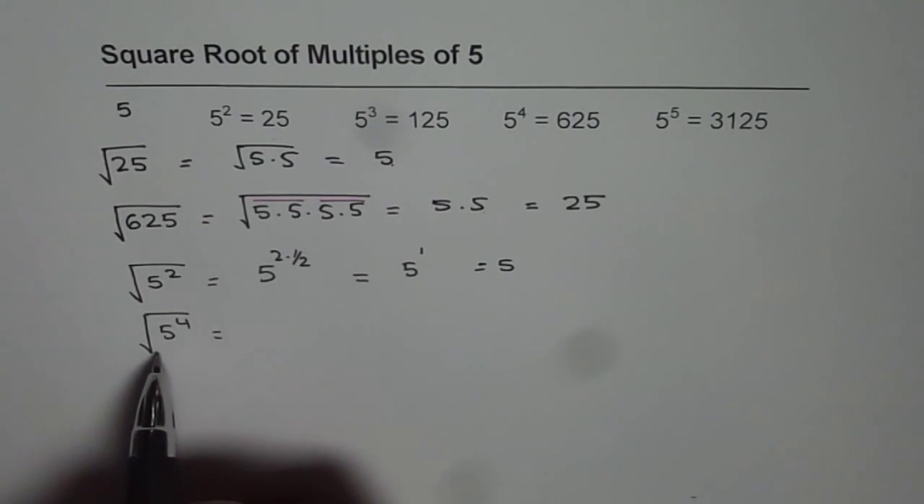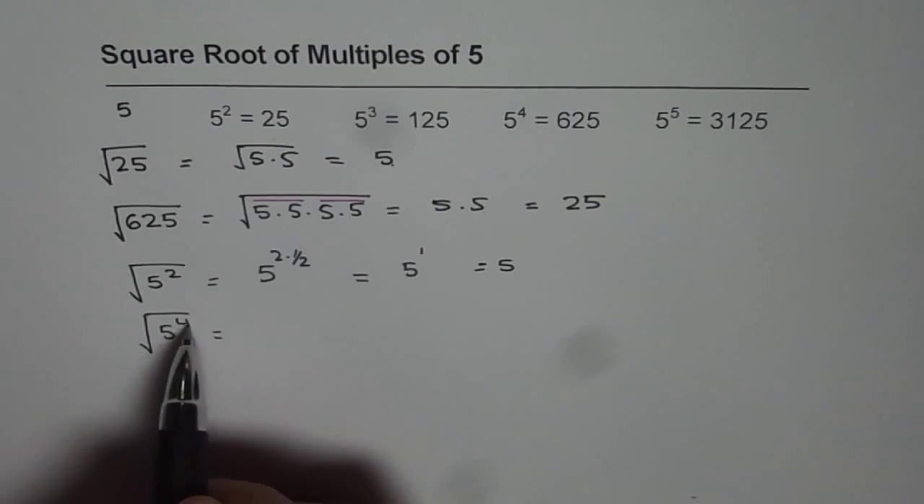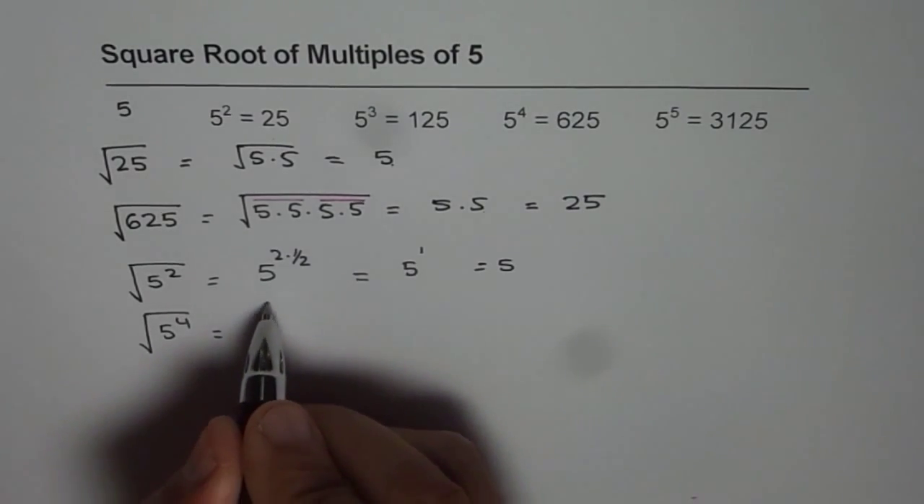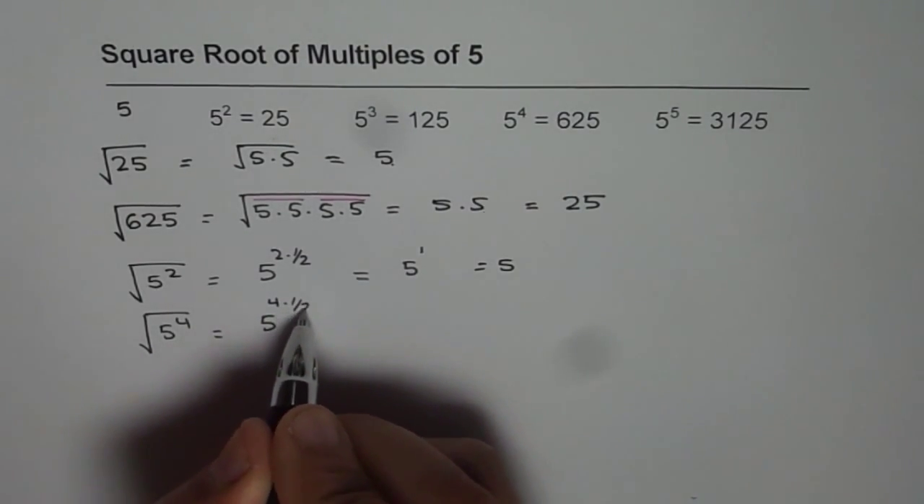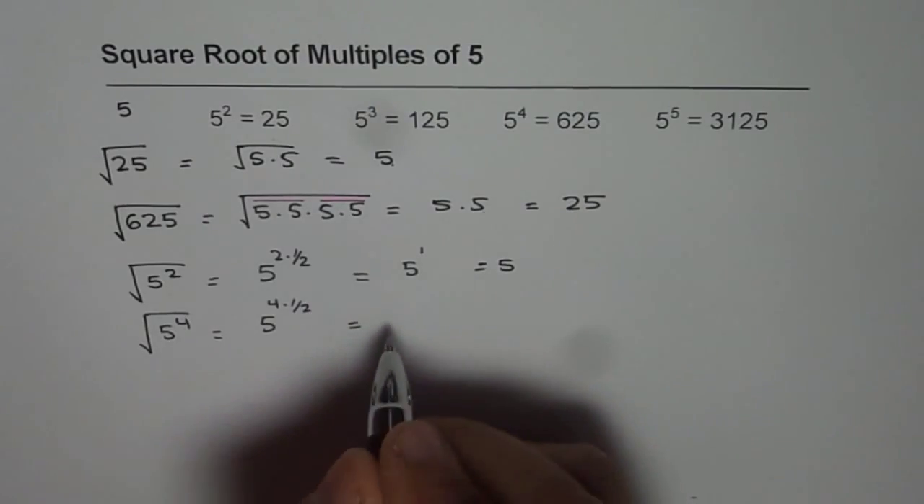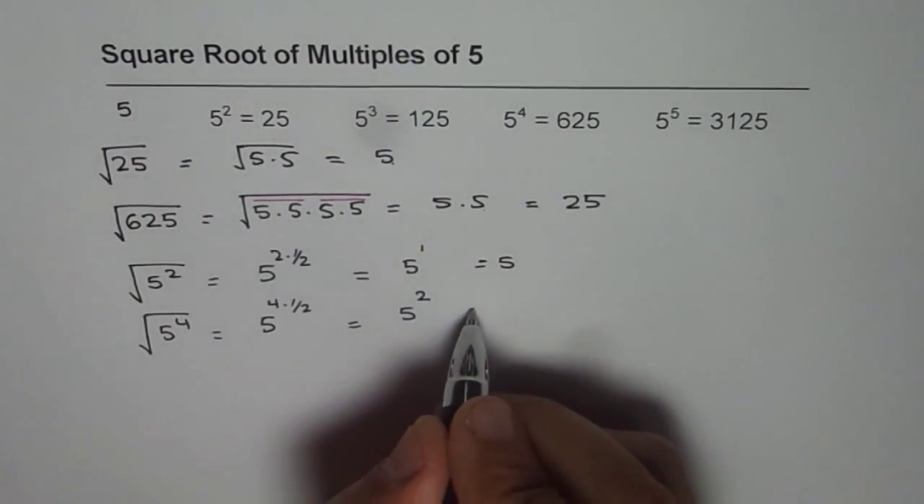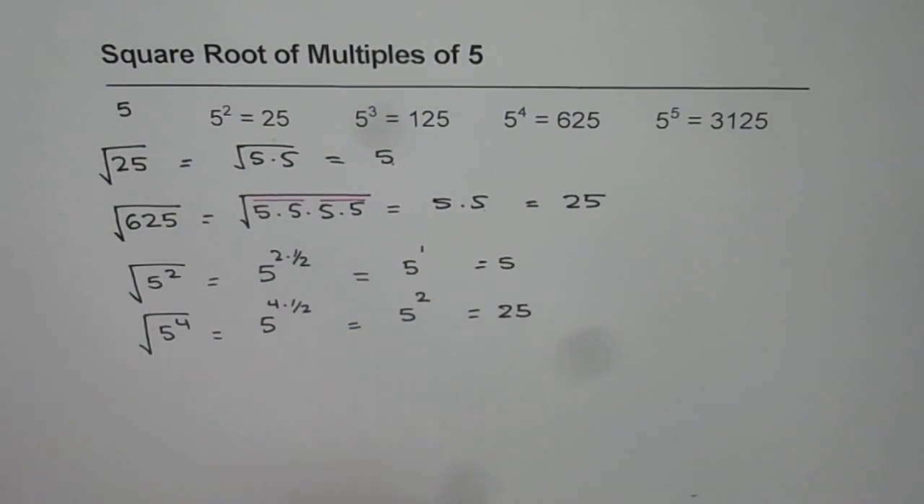Similarly, what should be the square root of 5 to the power of 4? It should be 5 to the power of half of 4, right? Half of 4 is 2. It should be 5 squared, which is 25, correct? So that is how we can get answers for all these questions.